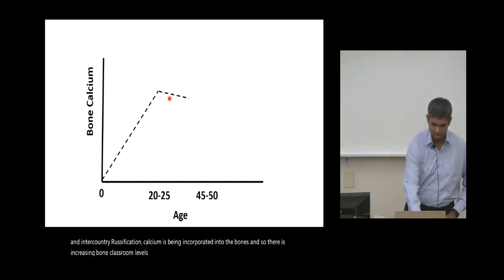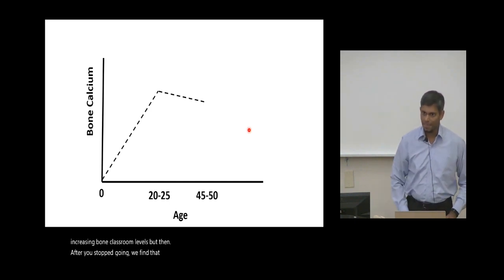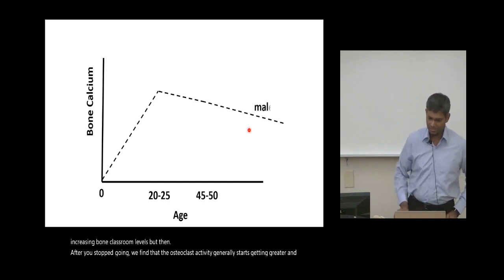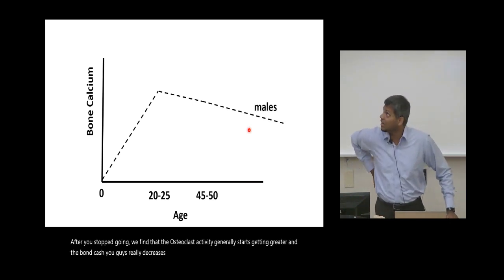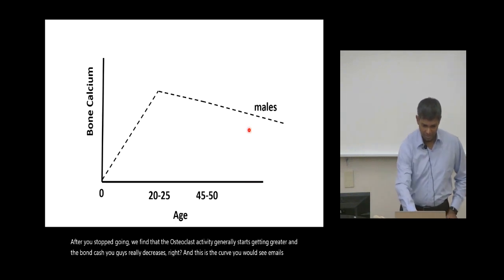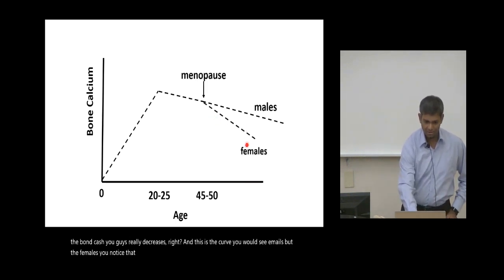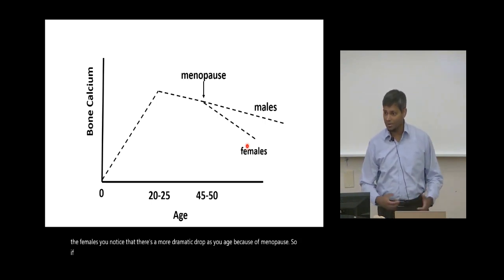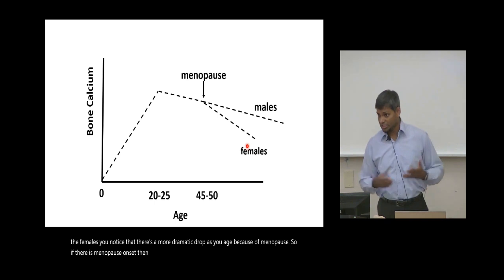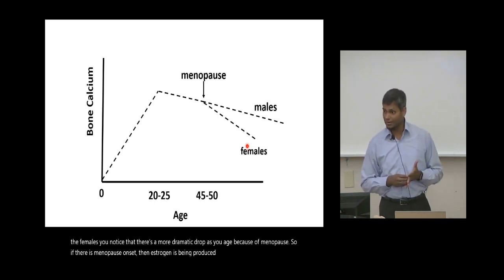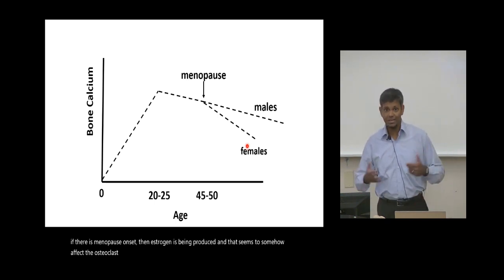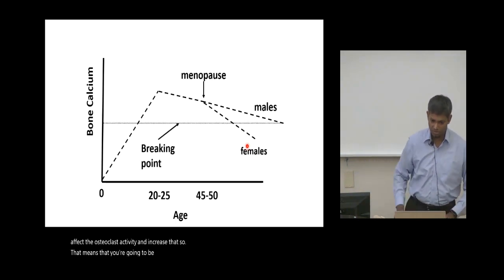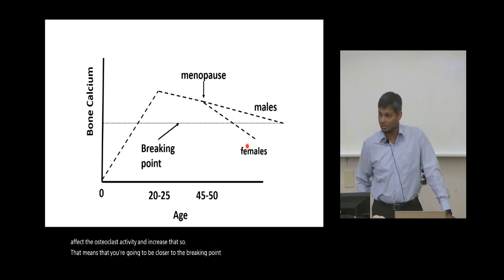But after you stop growing, the osteoclast activity generally starts getting greater, and the bone calcium gradually decreases. This is the curve you would see in males. But in females, you notice that there's a more dramatic drop as you age because of menopause. If there's menopause onset, then estrogen isn't being produced, and that somehow affects the osteoclast activity and increases it. That means you're going to be closer to the breaking point, and that increases the risk of fractures.